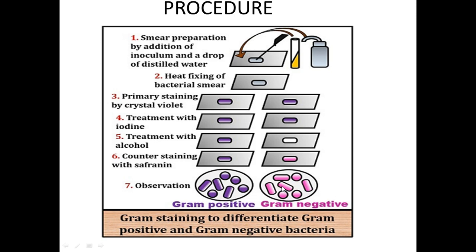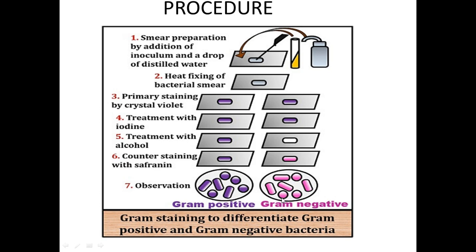For the gram-negative bacteria, on the other hand, they have a very thin peptidoglycan cell wall. So after decolorization, you're going to wash off the violet color of the crystal violet. So when you add the safranin, it will maintain the red color of the safranin. So it will appear red, or let's say purple, under the microscope.